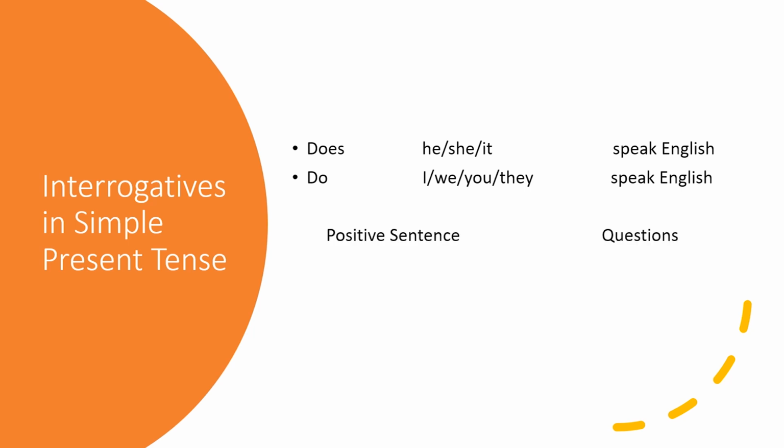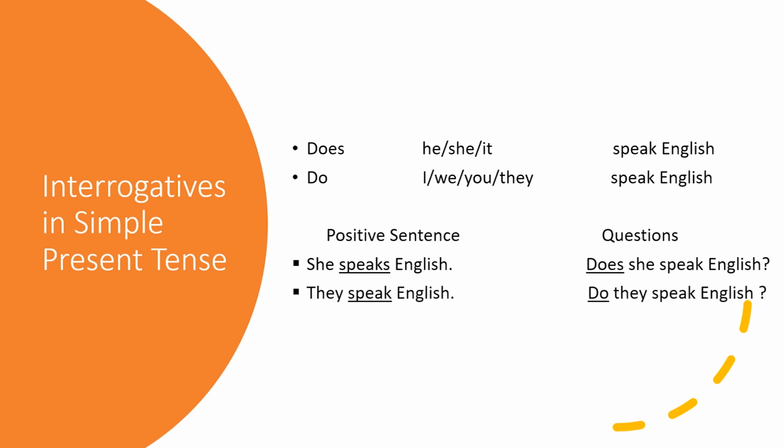Let's convert some positive sentences into questions. The first sentence is, she speaks English. Now when you convert it into question, it becomes, does she speak English? The next sentence is, they speak English. The question would be, do they speak English?